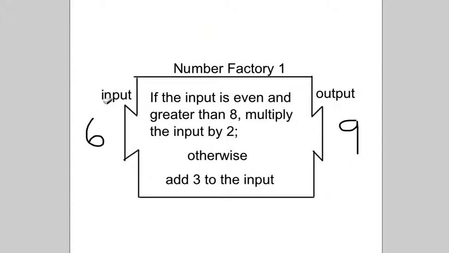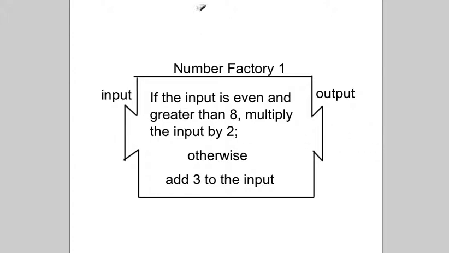All right, let's take a look at another example of an input here. If I put in the number 9, if the input is even and greater than 8, well, 9 is greater than 8, but it's not even. So again, I would go to the otherwise, and the output here would be 12. For these AND statements, I have to satisfy both conditions in order for it to be true. Neither case that we've tested so far has done that.